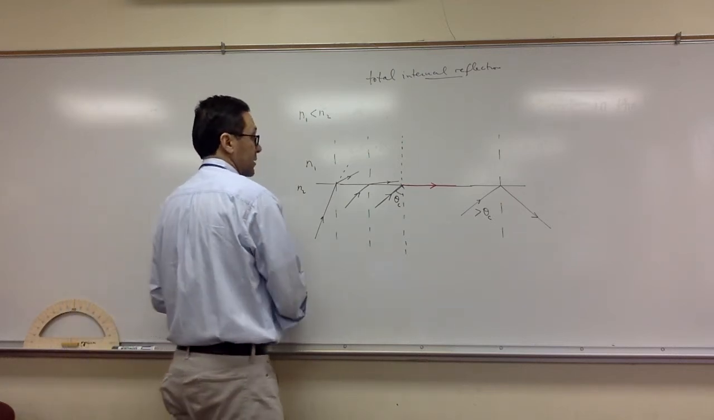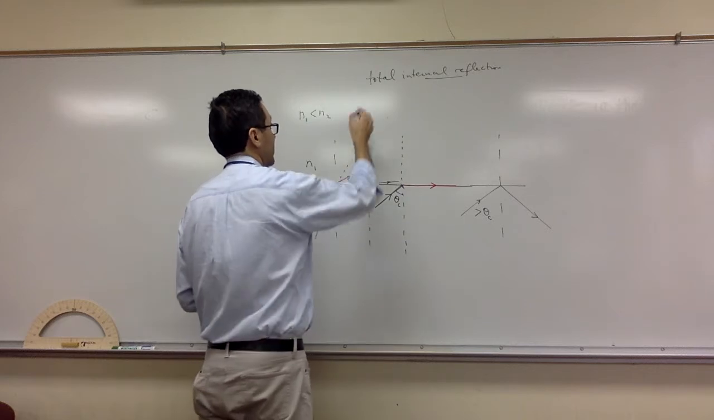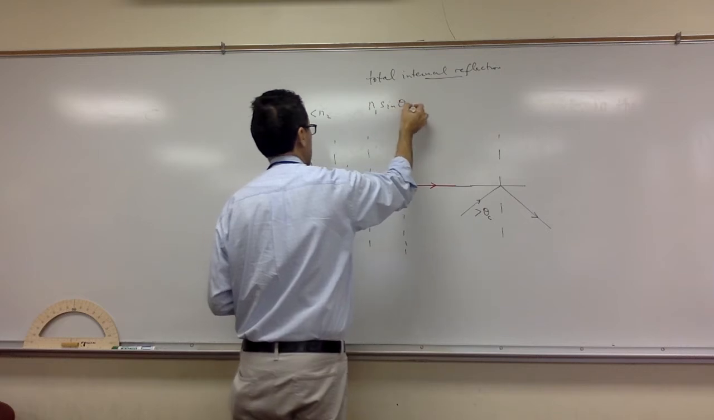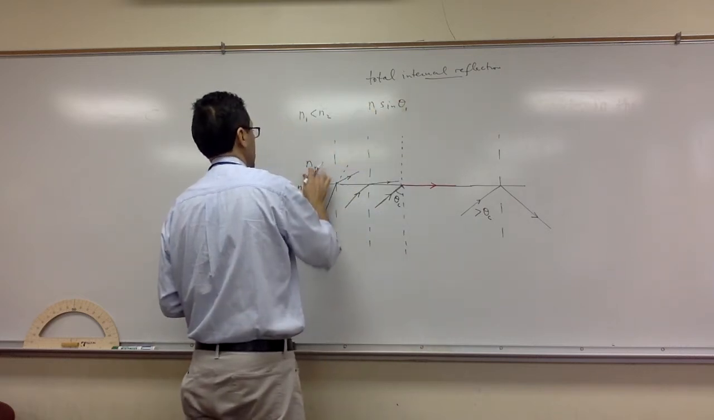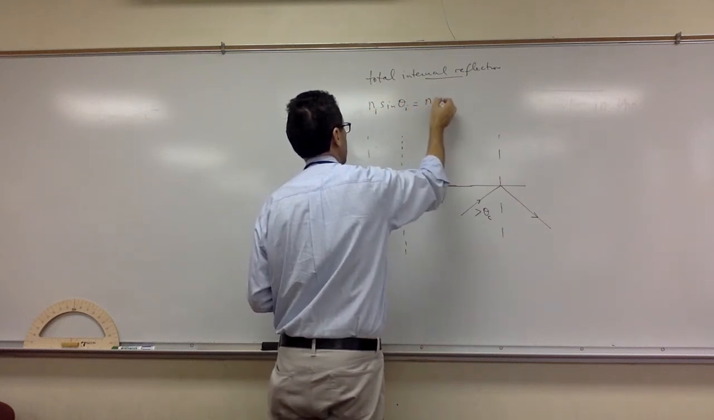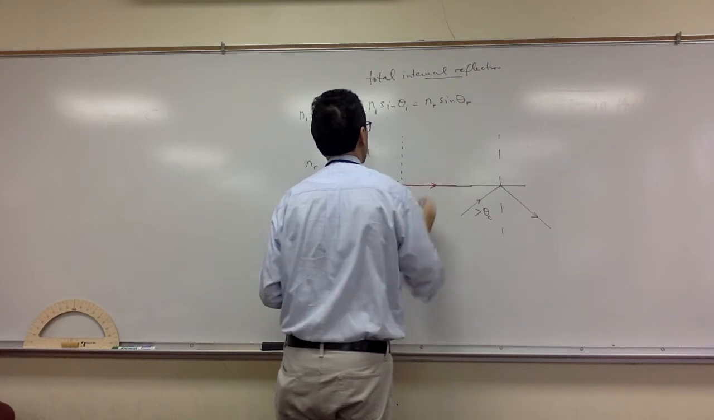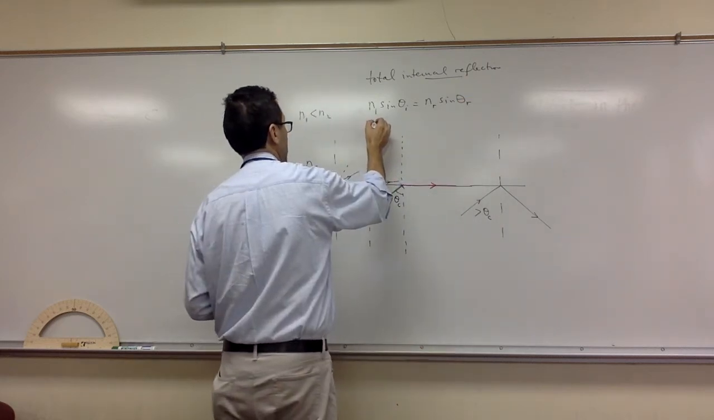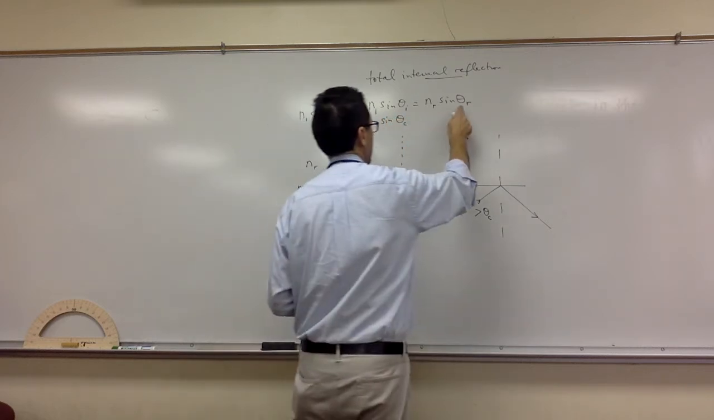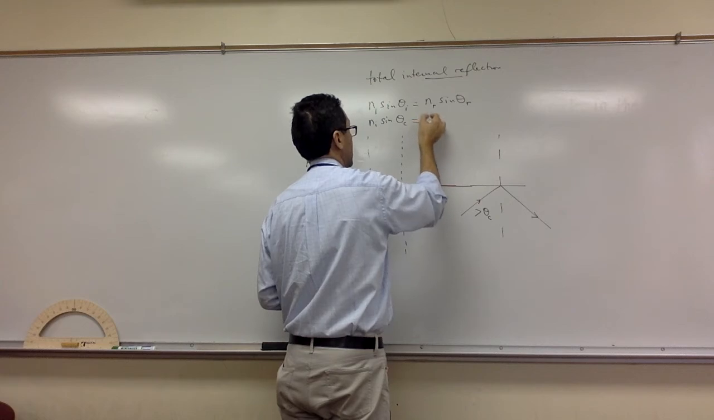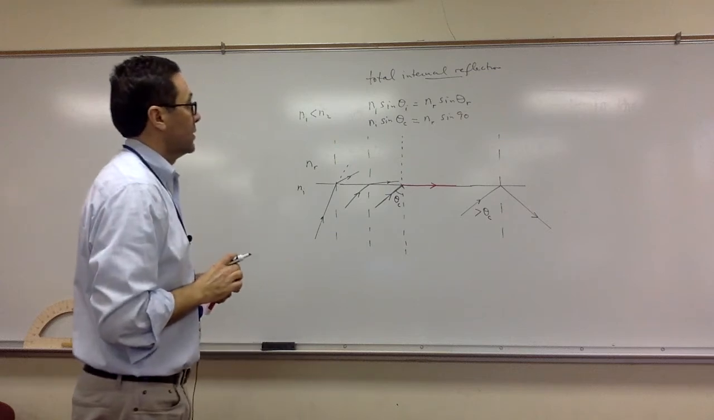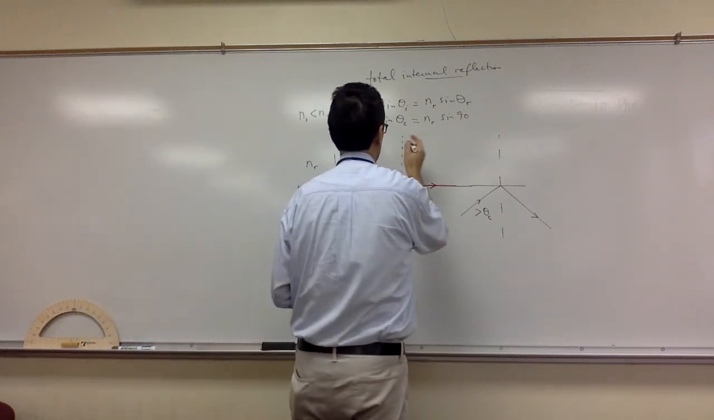Now, how do we find this critical angle? Well, we're going to follow the rule of refraction: N1 sine theta 1, or I can call this I, and this is R. Ni sine theta I equals Nr sine theta R. For this critical angle, the angle of refraction is 90, Nr sine of 90. That's when you have total internal reflection, or anything greater than that angle.